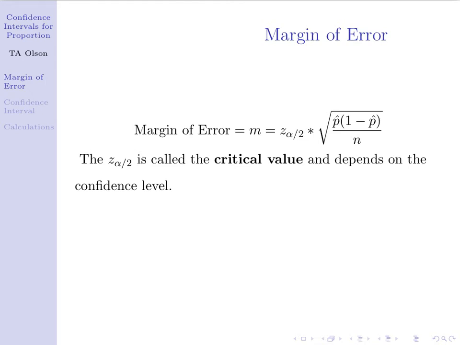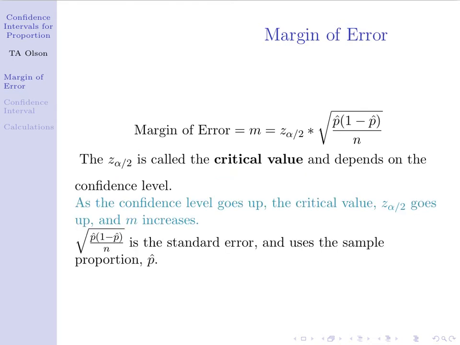Right, so again, running through our definitions, Z alpha over 2, that's our critical value. It depends on our confidence level. As the confidence level goes up, our critical value goes up, and our margin of error increases. That's going to make our confidence interval wider. The square root of P hat times 1 minus P hat over N is our standard error, and again, it uses our sample proportion because that's the thing we have access to.